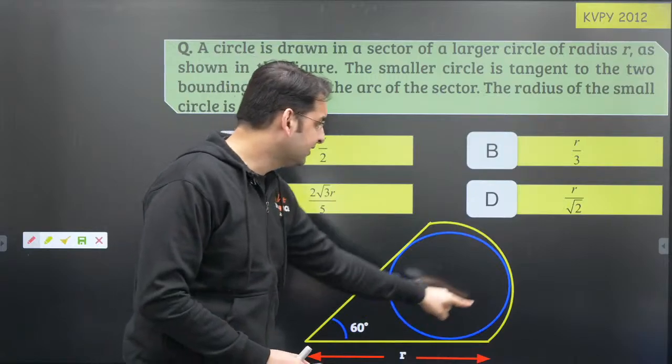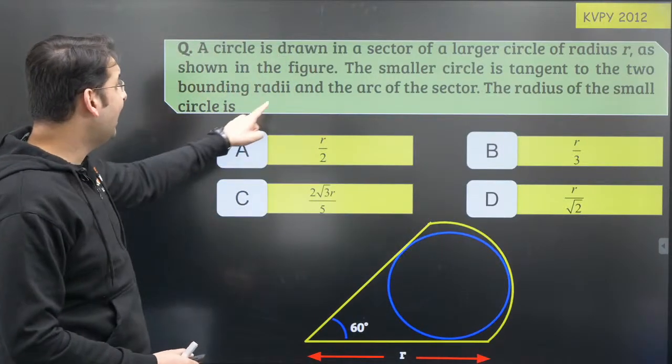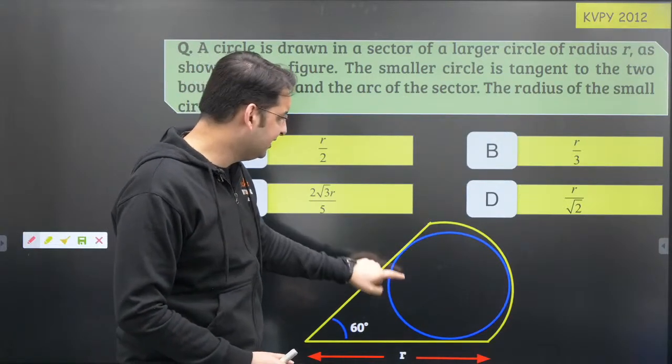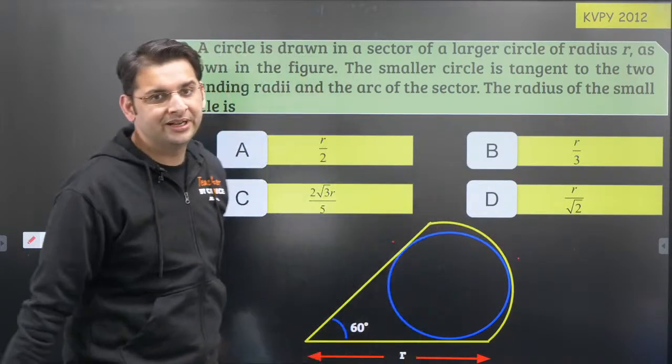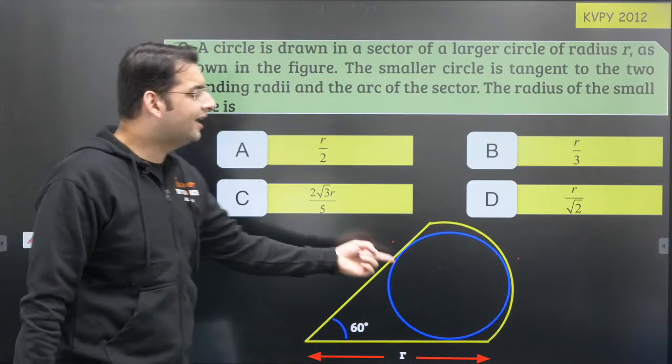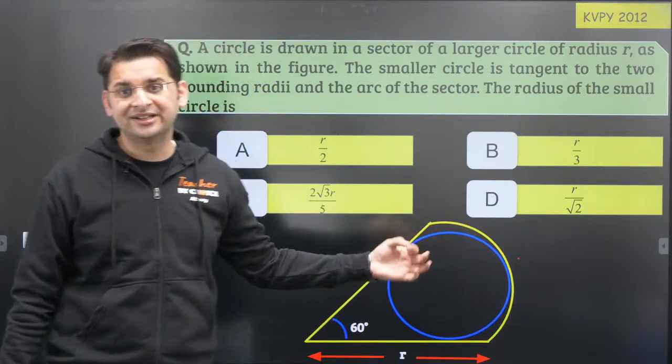So the smaller circle is tangent to the two bounding radii and the arc of the sector. So this circle is touching this radius, touching this radius, and touching the arc as well. I need to find the radius of the smaller circle.